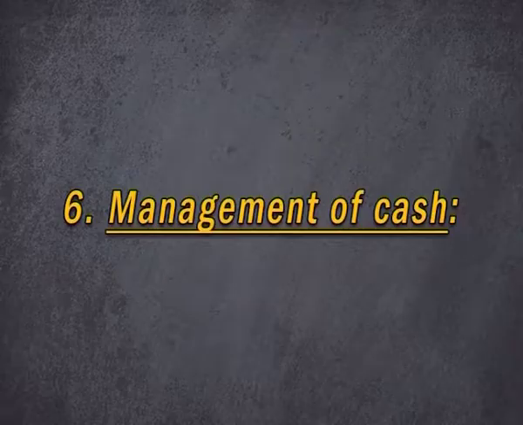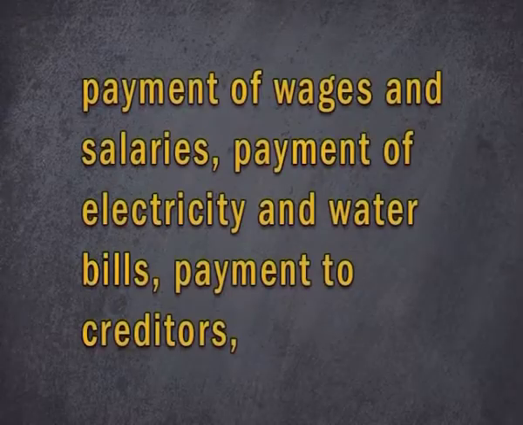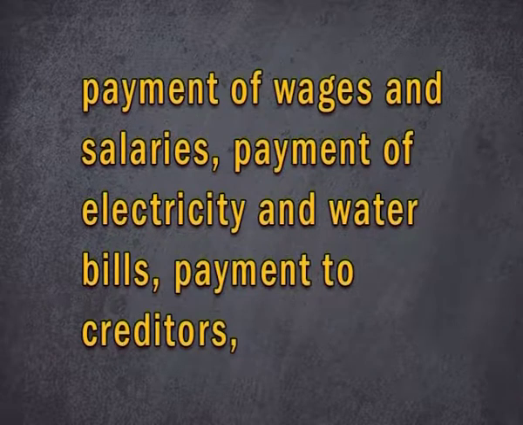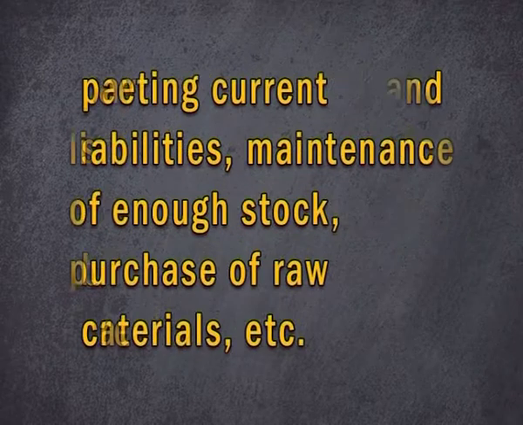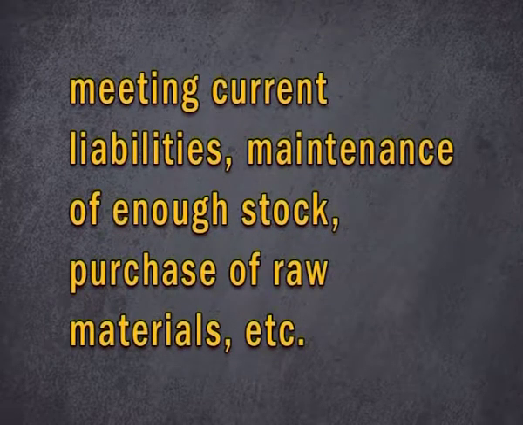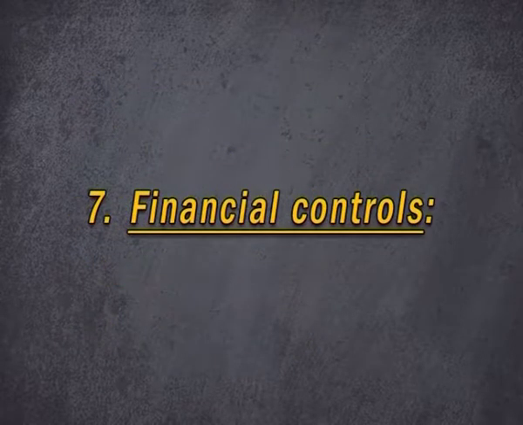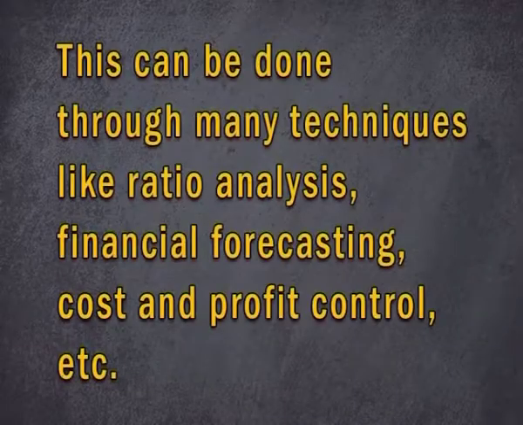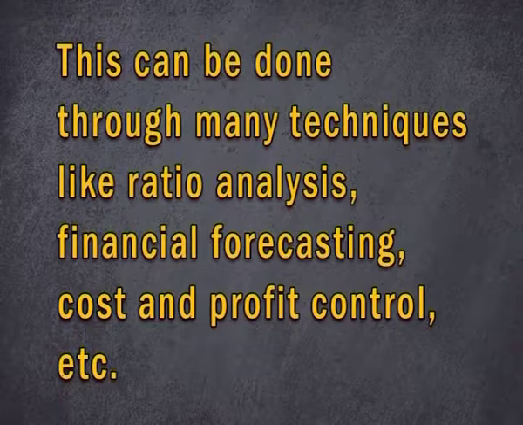Number 6, management of cash. The finance manager has to make decisions with regard to cash management. Cash is required for many purposes like payment of wages and salaries, payment of electricity and water bills, payment to creditors, meeting current liabilities, maintenance of enough stock, purchase of raw materials, etc. Number 7, financial controls. The finance manager has not only to plan, procure and utilize the funds, but he also has to exercise control over finances. This can be done through many techniques like ratio analysis, financial forecasting, cost and profit control, etc.